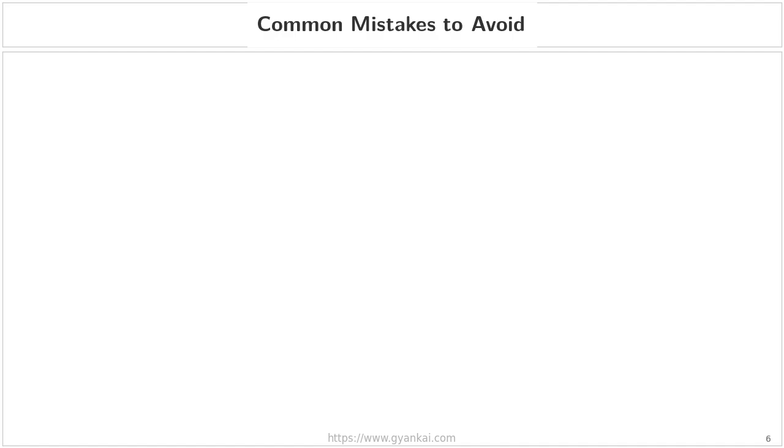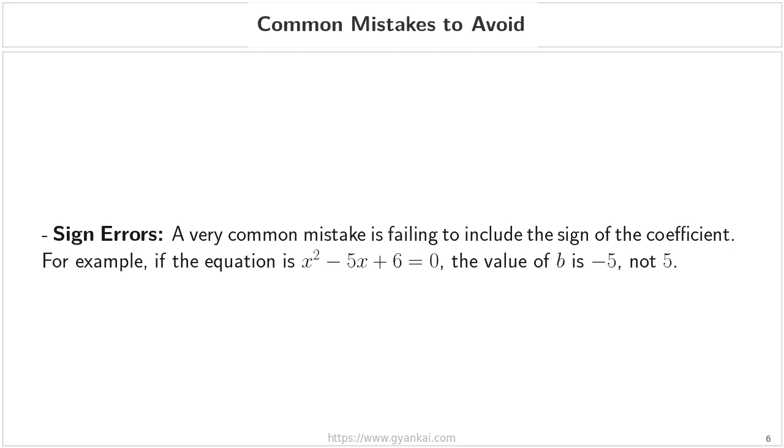Now, before we wrap up our summary, I want to pause and discuss some common pitfalls. Even if you understand the theory of the discriminant, it is very easy to make small computational errors that lead to the wrong conclusion. First, let's talk about sign errors. This is perhaps the most frequent mistake I see. When you are identifying your coefficients, you must include the sign attached to the number. For example, if you are looking at the equation x squared minus 5x plus 6 equals 0, the value of b is negative 5, not positive 5. Forgetting that negative sign will completely change your calculation for the discriminant.